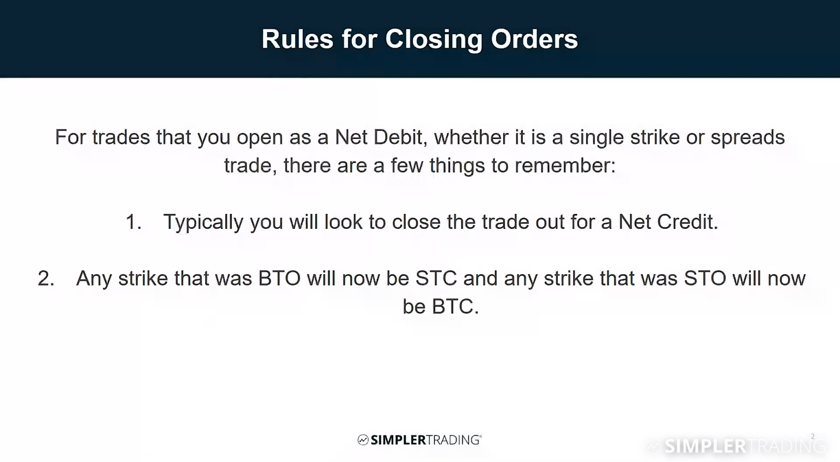Whether it's a debit spread, vertical wise, maybe a diagonal, maybe a butterfly, there are a few things to remember. So the first thing I like people to remember is typically you will look to close the trade out for a net credit. To me, that's one of the most important things, right? If you opened a trade for a net debit and you're trying to close it for a net debit, more than likely that's not going to follow through, right? You're just giving them basically more capital for a loss. So you typically would not look to do that.